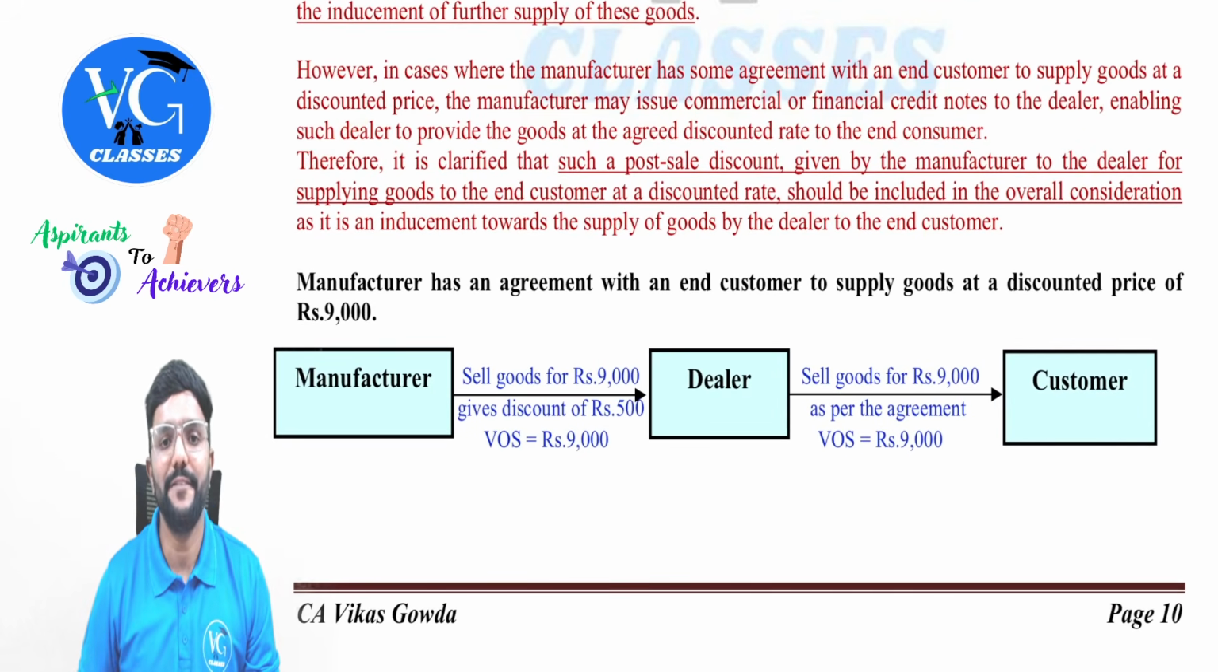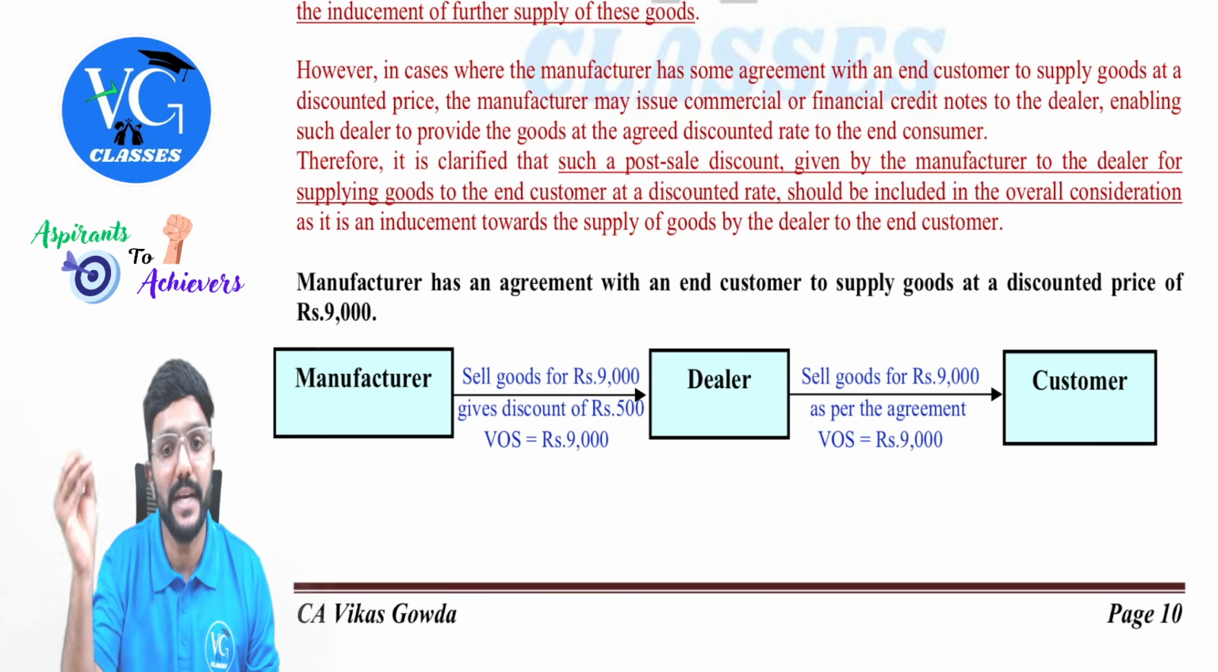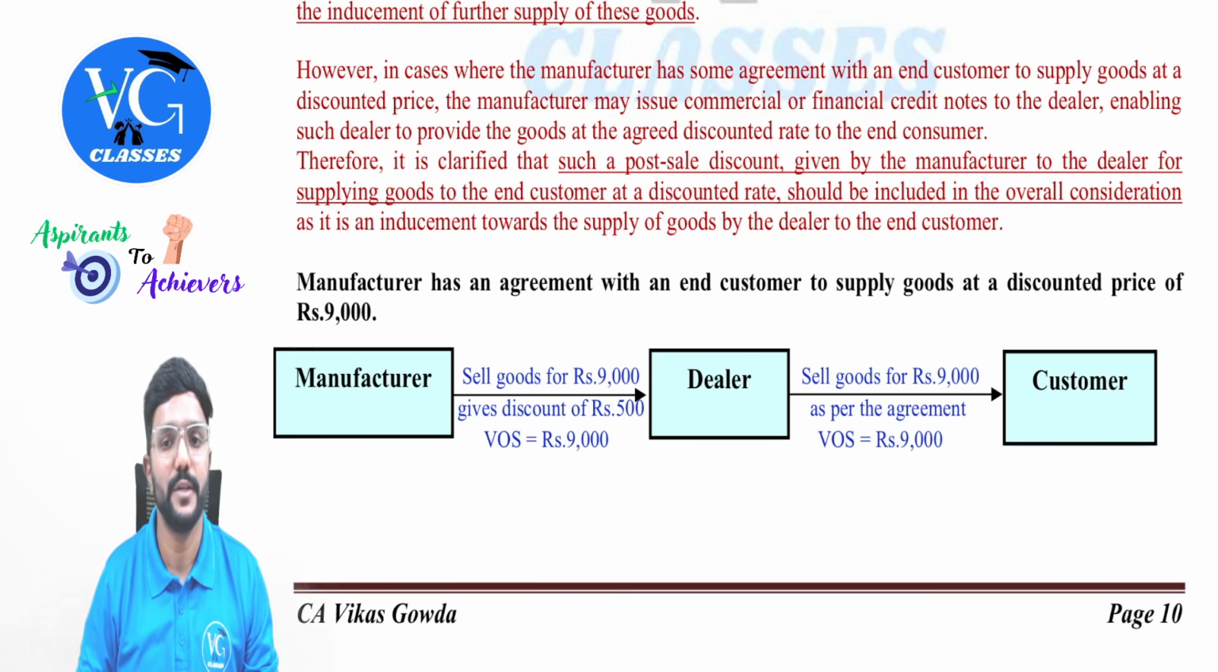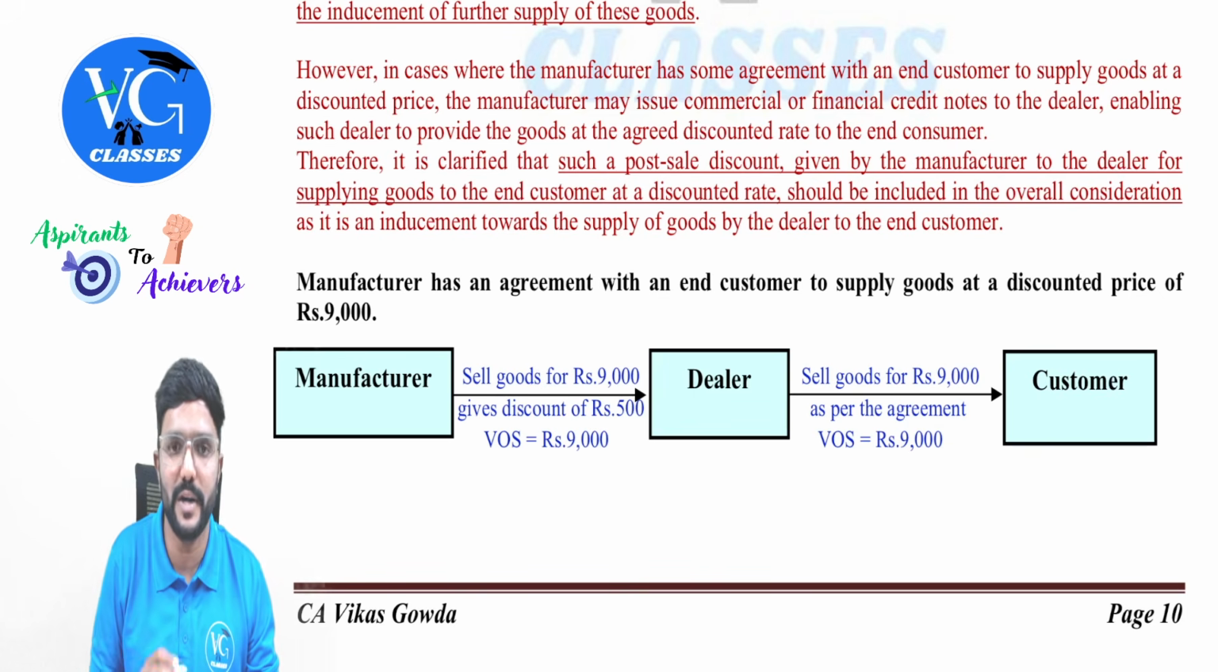Therefore, it is clarified that such a post-sale discount given by the manufacturer to the dealer for supplying the goods to the end customer at a discounted rate should be included in the overall consideration as it is an inducement towards the supply of goods by the dealer to the end customer. Should be included means what, people?